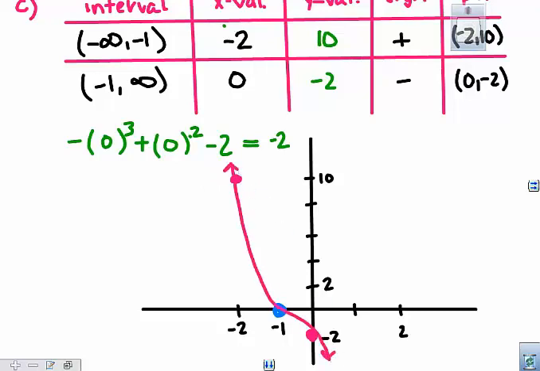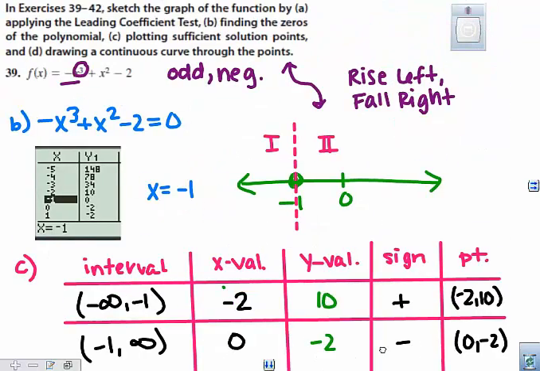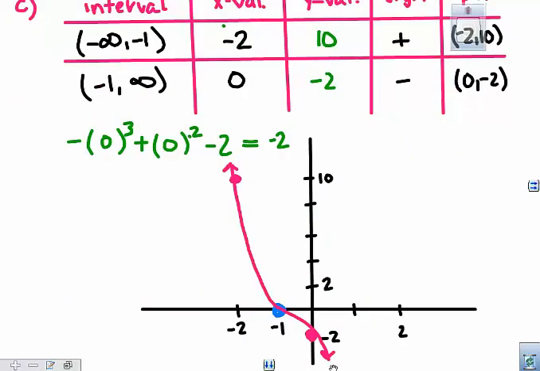Okay, you can double check with what we found earlier. We said that it should rise left, fall right, and it does. We have our root, our test interval points, we're done.